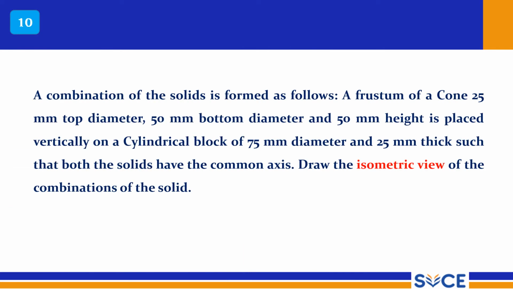Number 10: a combination of solids is formed as follows. It is a combination of solids. A frustum of cone, 25 mm top diameter. It is a frustum of cone. Already we have used this frustum of cone to draw our first angle projection symbol.